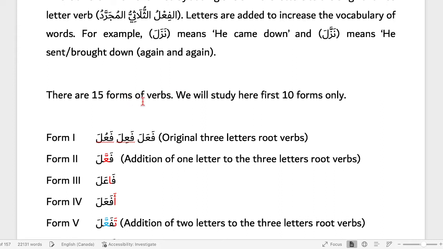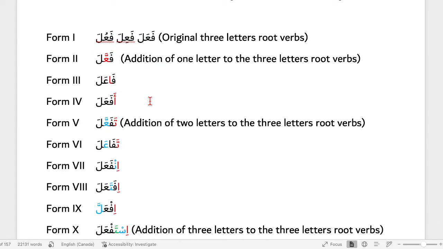There are 15 forms of verbs. I mean, you can make 15 forms by adding different letters, but we will study the first 10 only. So form 1 is the one that we have already studied, which is the three-letter verb. It can be fa'ala or fa'ila or fa'ula. That is the original three root letters.